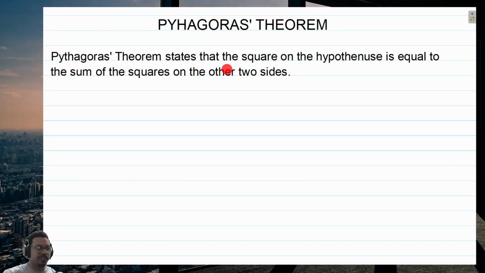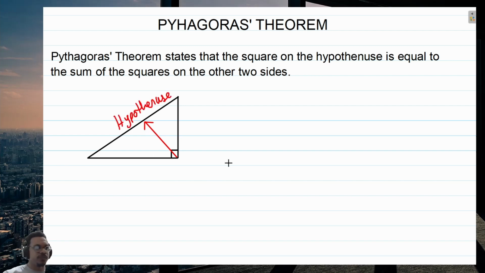Pythagoras Theorem states that the square on the hypotenuse is equal to the sum of the squares on the other two sides. Now first, let's look at the term hypotenuse. The hypotenuse of a right angle triangle is the longest side on a right angle triangle, which is also the side that is opposite the right angle. So if I was to draw a line from the right angle, it would touch the hypotenuse.